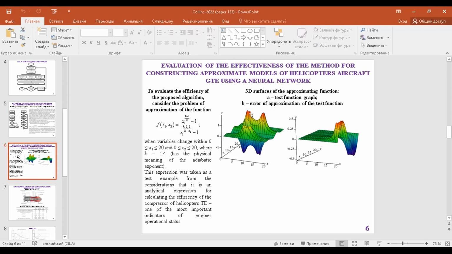Thus, the proposed method for generating an RBF network can significantly reduce the computation time and provide a more efficient network with fewer neurons and less error compared to the traditional method.